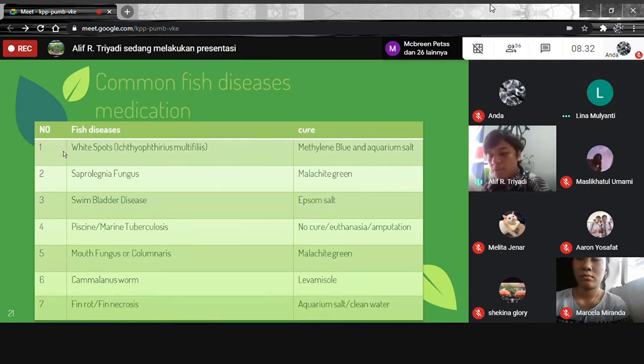There is the anchor worm. It's an external parasite that hangs on the anal fin or the caudal fin of the fish. It may cause the fish some irritation, and you can kill them with something called levamisole. There's also fin rot and fin necrosis. It usually happens to fish with long fins, such as betta fish or ikan cupang, guppies, or angelfish. The only way to cure this is to add aquarium salt and to keep your water clean. Again, keeping your water clean is very important to keeping your fish alive.